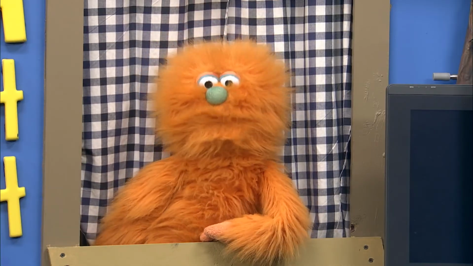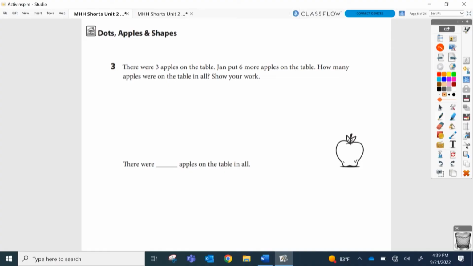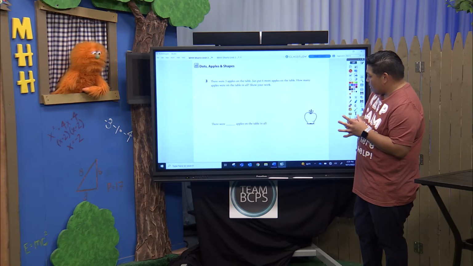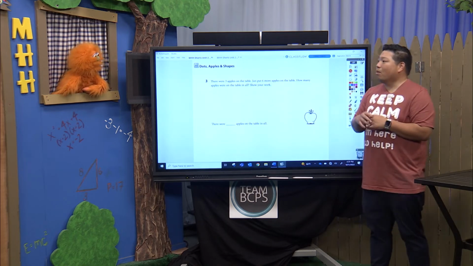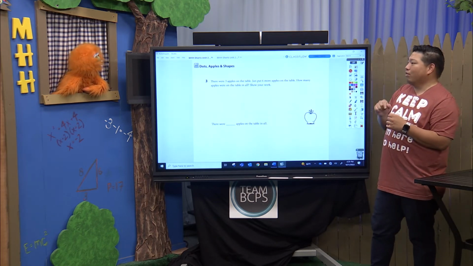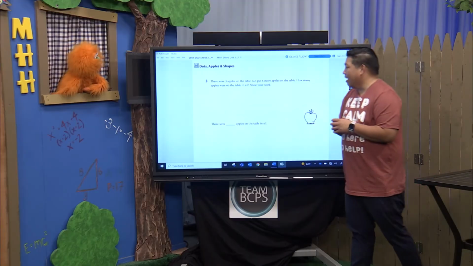Mm-hmm. There were 3 apples on a table. Jan put 6 more apples on the table. How many apples were there on the table in all? Show your work. There were blank apples on the table in all. Okay, so read it the first time. Let's read it again. This time I want you thinking about what information is important for us.